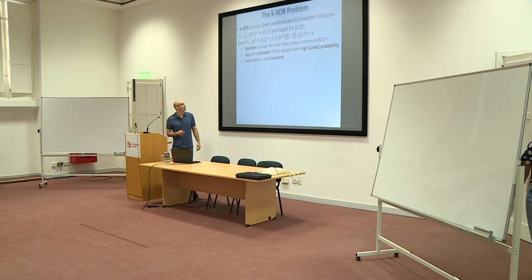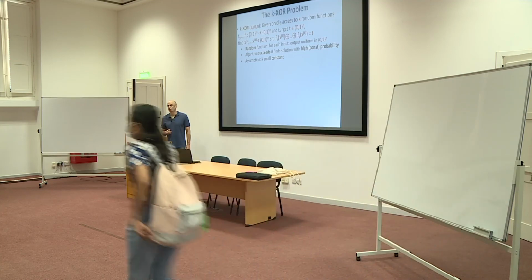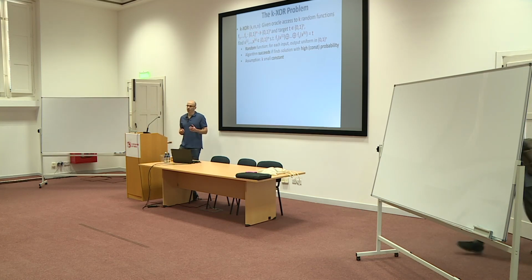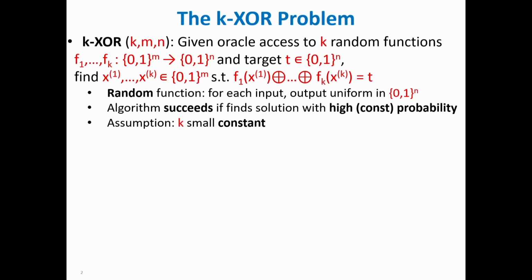So that's another comment. And another assumption that we're going to make that's not written explicitly in the definition is that k is going to be a small constant, like 2, 3, 4, or whatever. On the other hand, we'll think of the other parameters, m and n, which are the domain and range sizes of the functions, as growing to infinity. Okay, so that's about the parameters. Any questions so far?